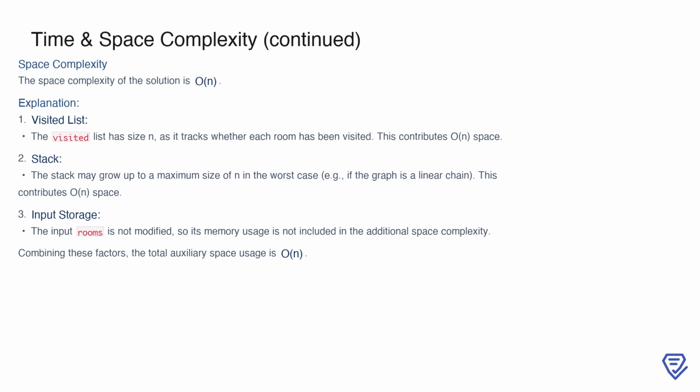The space complexity of this solution is primarily determined by the data structures used during execution. The visited list, which tracks whether each room has been visited, has a size of n, contributing O(n) space. The stack, which is used to manage the DFS traversal, can grow up to a maximum size of n in the worst-case scenario, such as when the graph forms a linear chain. This also contributes O(n) space. Additionally, the input list of rooms is not modified during the algorithm, so its storage does not count toward the auxiliary space used by the algorithm. When we combine these factors, the total auxiliary space usage is O(n), making this solution efficient in terms of memory.